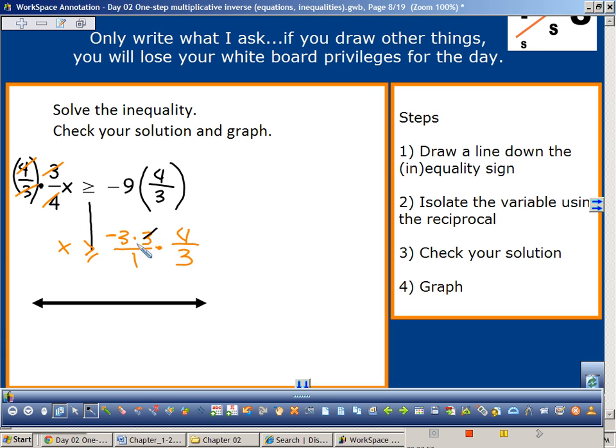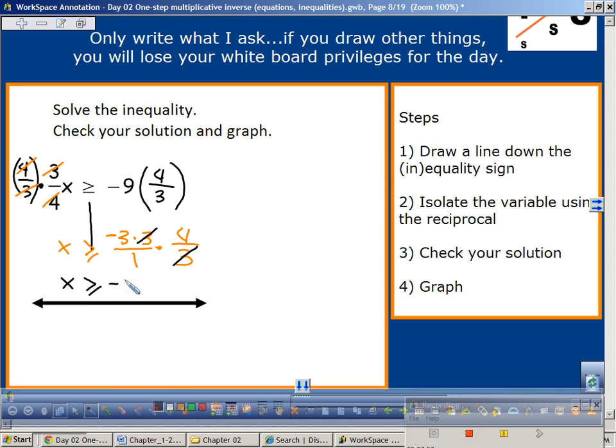When I do that, I can cancel the 3. And I'm left with x is greater than or equal to negative 12. And I know most of you can go ahead and say 9 times 4 is 36, 36 divided by 3 is negative 12. But I'm trying to do this with the easier ones that you know, so the harder ones will be easier as well. Oh, negative 3/4 when we're talking about.